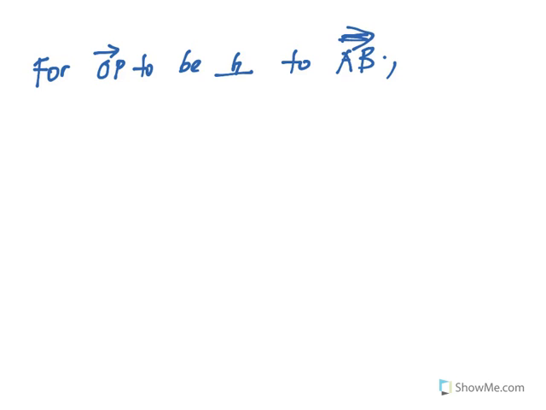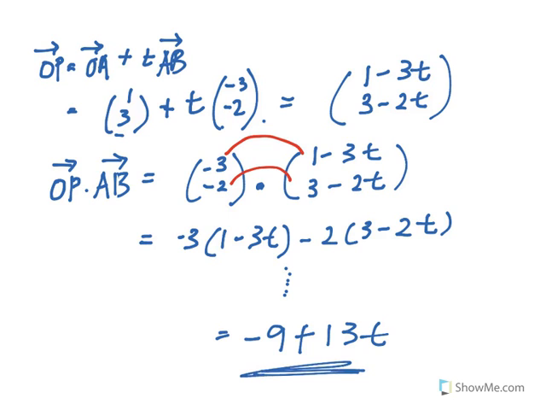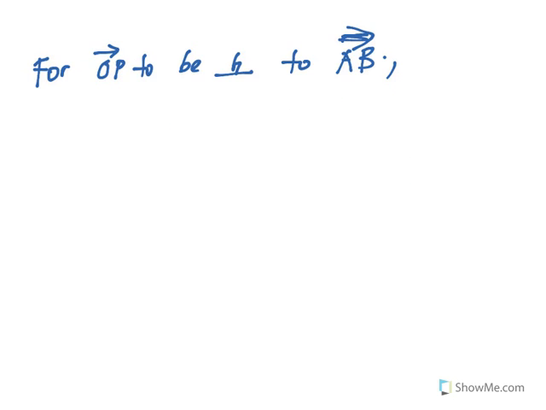for OP to be perpendicular to AB, right? Okay, what do we need? Okay, we need the scalar product to be 0. So what do we need actually? The scalar product is nothing but negative 9 plus 13t, right? So we just need negative 9 plus 13t to be equal to 0. Quickly you can see t just equals 9 over 13.